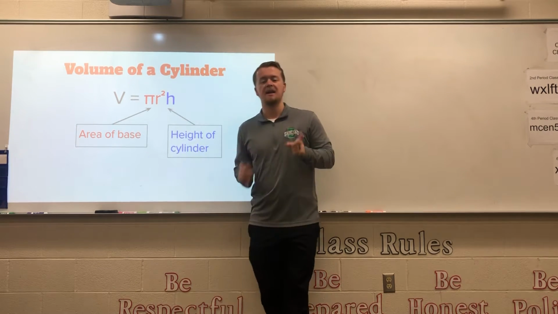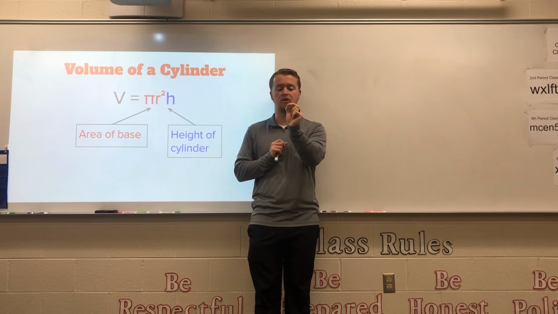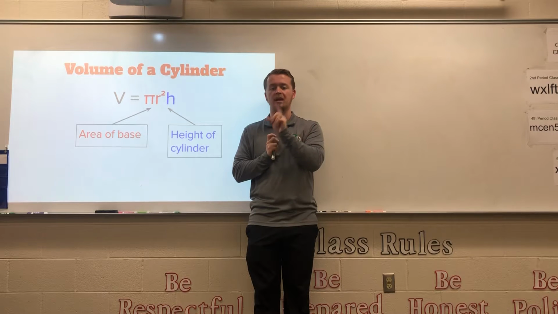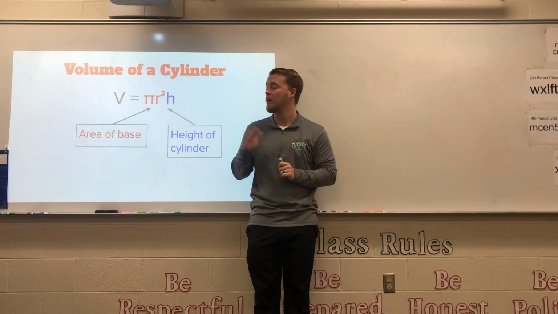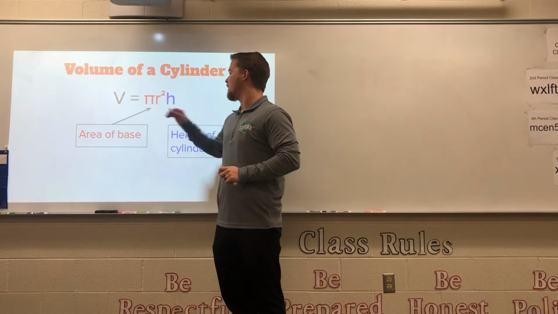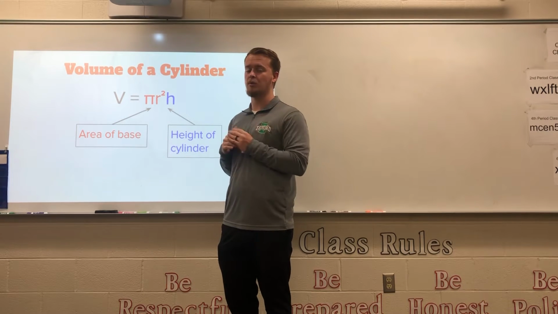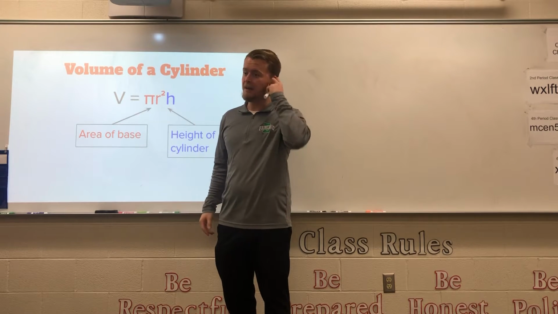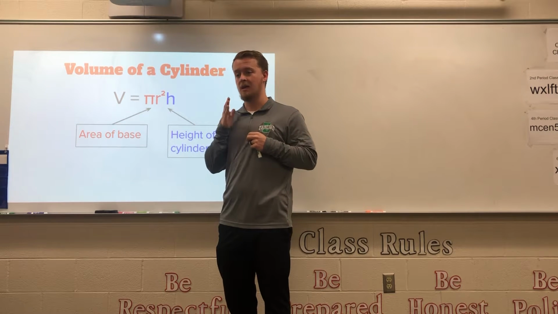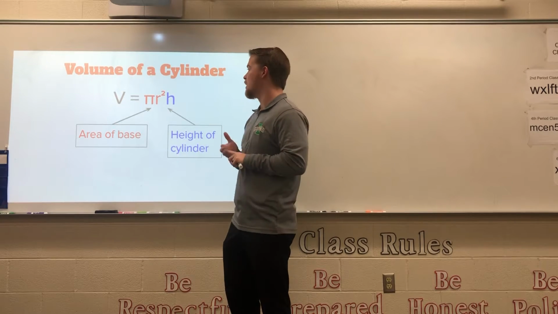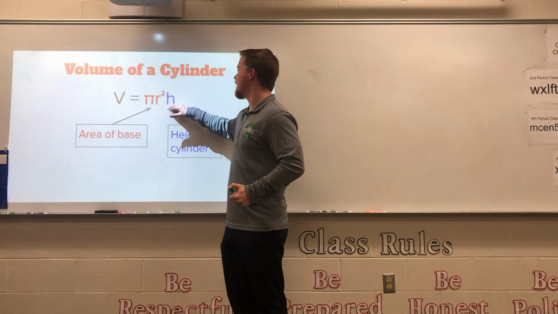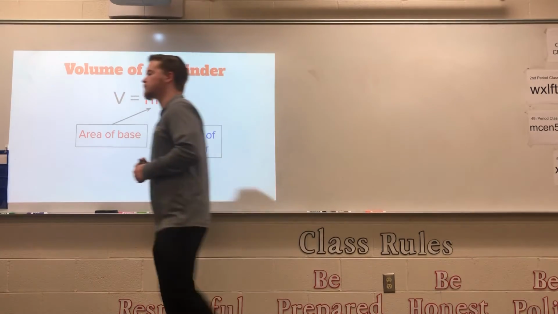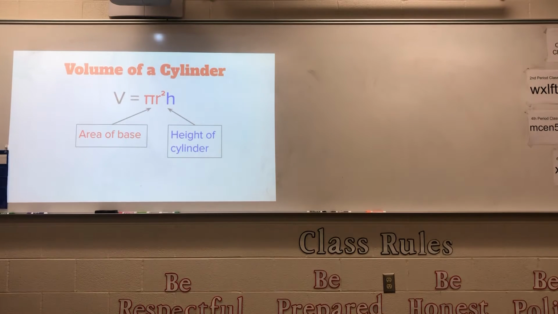Remember, radius is going from the middle of your circle out to an edge. So it's not all the way across that circle, it's just halfway across, from the middle to the edge. That's very important to remember because sometimes they might give you all the way across, which is called the diameter. You don't need the diameter, you need the radius. So the radius is half of your diameter. So pi r squared h is what you'll use to find the volume of a cylinder. So let's go ahead and jump into an example.